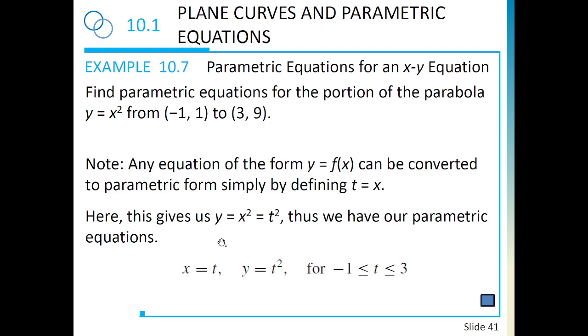And then in this situation, t will go from -1 to 3. We need at t equals -1, y equals -1 squared, which is 1, beautiful, and then at t equals 3, y equals 3 squared.